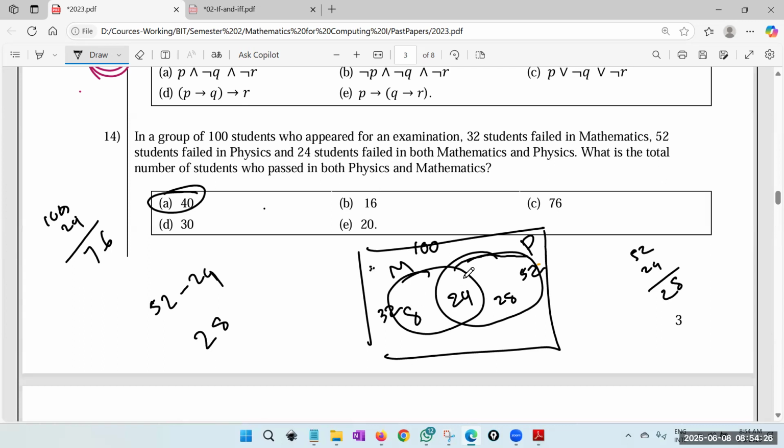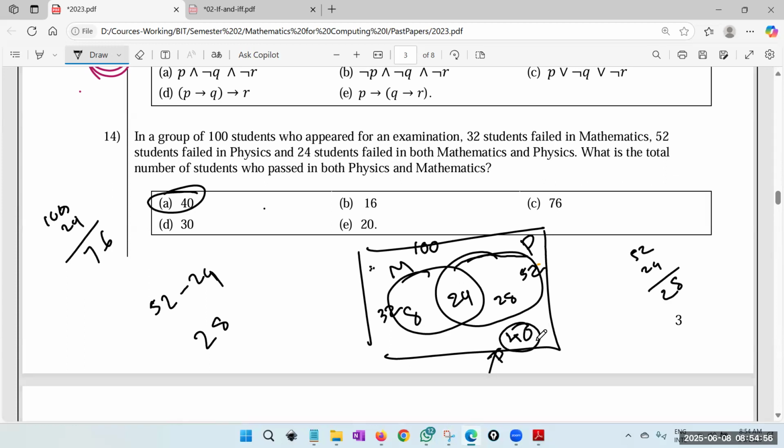That is 52 plus 8, that is 60. So this is 40, right? Now, what is the question? What is the total number of students who pass in both physics and mathematics? So that means they must not fail maths and also not fail physics, right? If a student has not failed maths and not failed physics, that means that student has passed both maths and physics. So that is this one. So the answer is 40.